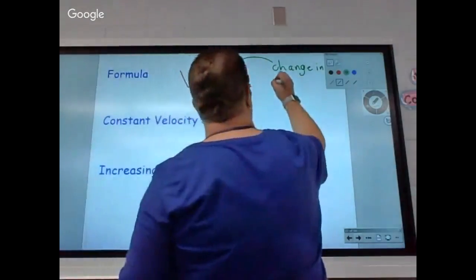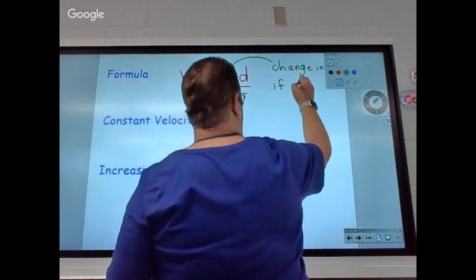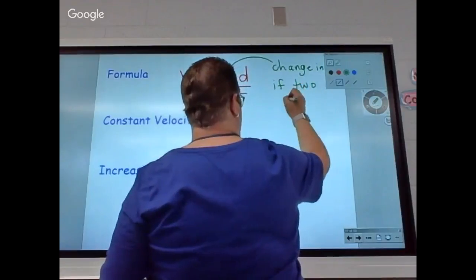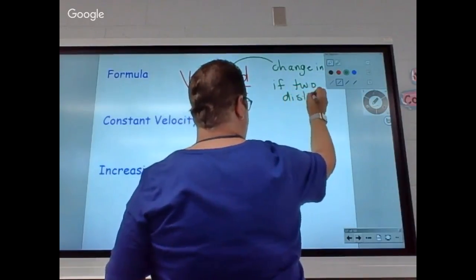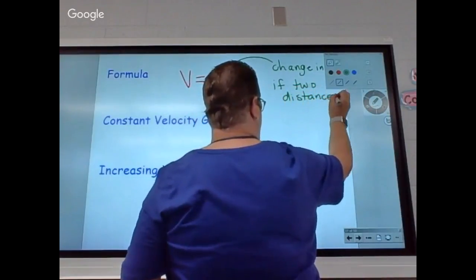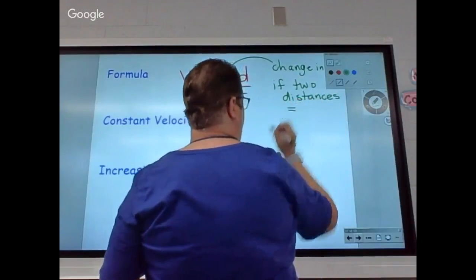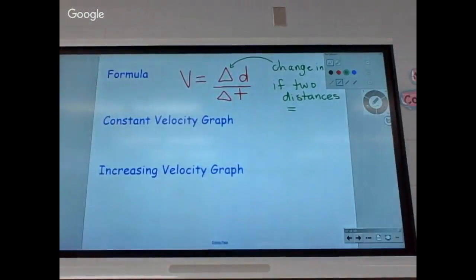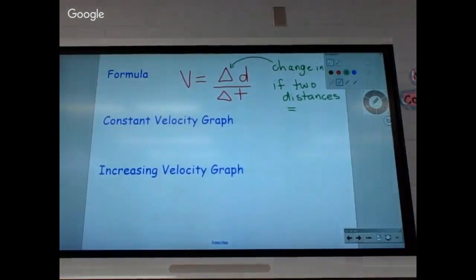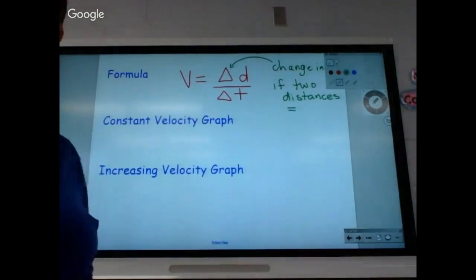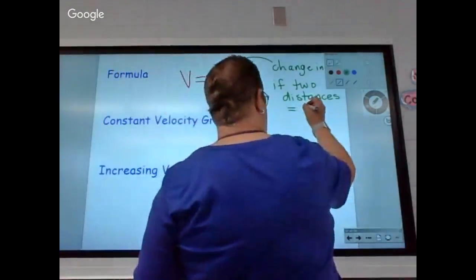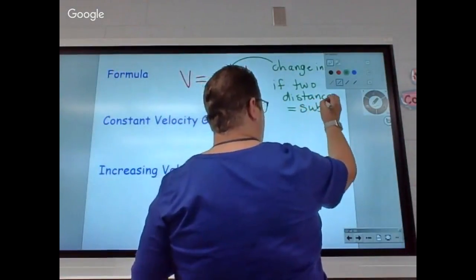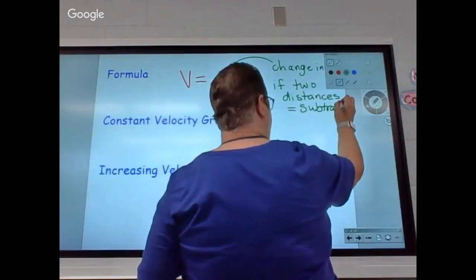So, what does change in distance mean? It means if you have two distances, what do you do with them? What did we learn last week? If you have two distances, what do you do with them? Subtract. All right. If there are two distances, you subtract them.